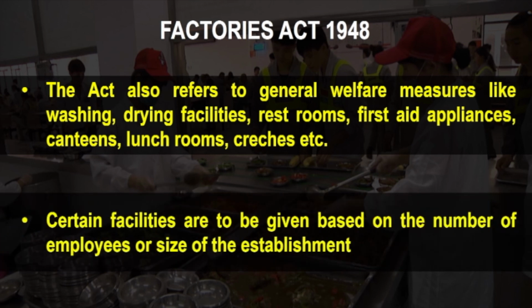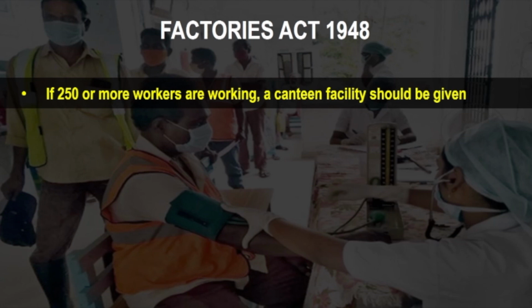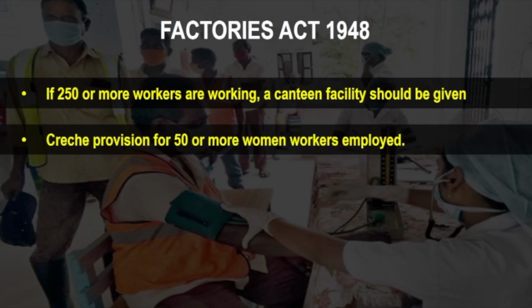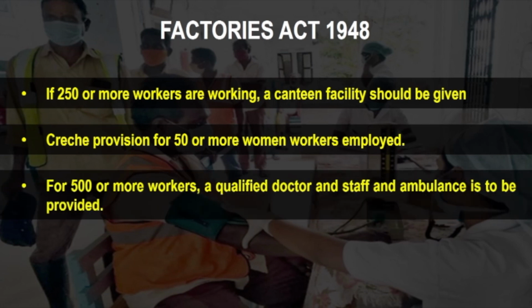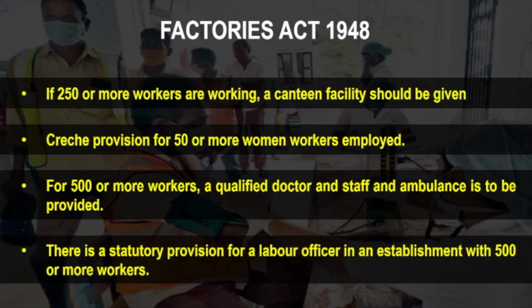Certain facilities are to be given based on the number of employees or the size of the establishment. For example, if we have 250 or more workers, then a canteen facility has got to be provided. There will be a creche provision for 50 or more women workers employed. For 500 or more workers, a qualified doctor and staff and an ambulance are to be provided. There is a statutory provision for a labor officer in an establishment with 500 or more workers.